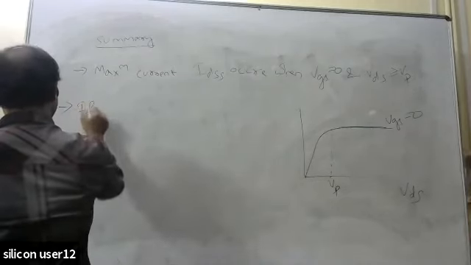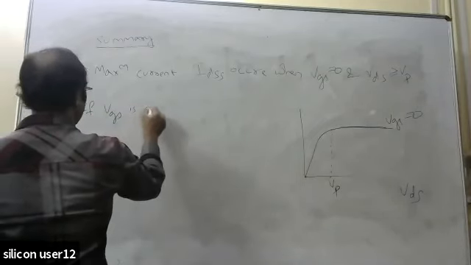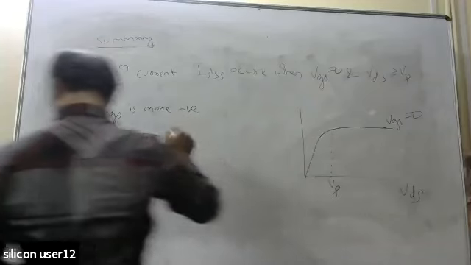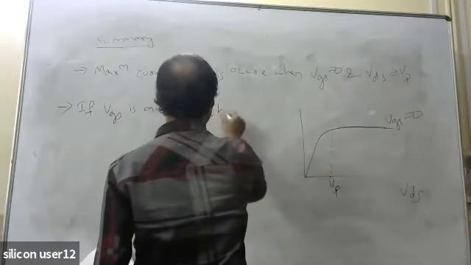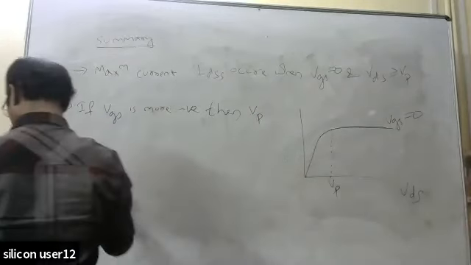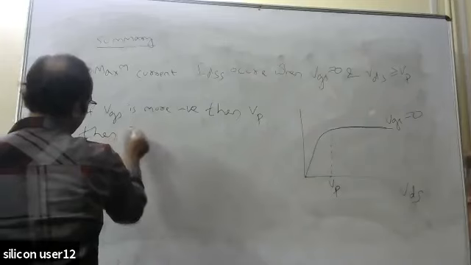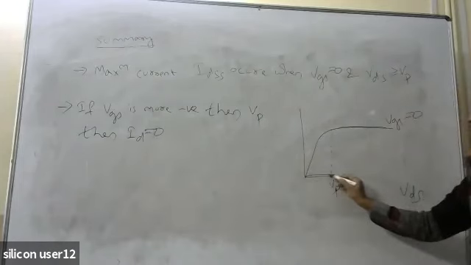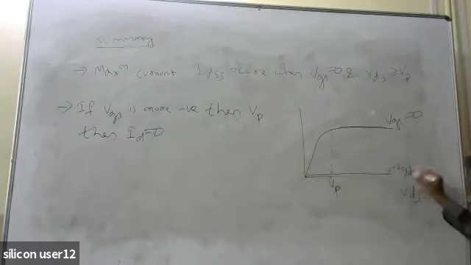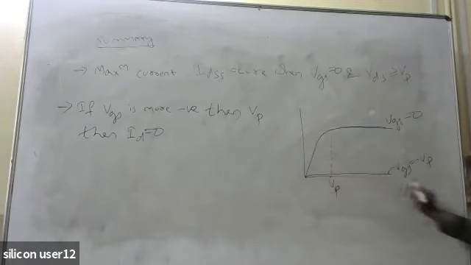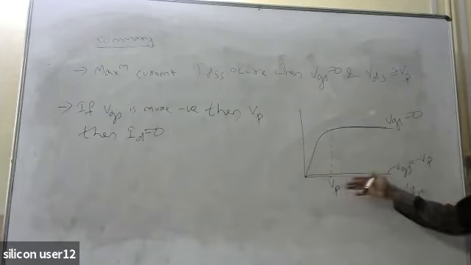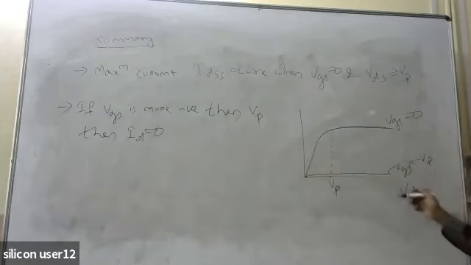Second point: if VGS is more negative than VP, then ID equal to 0. Yes or no? Because one thing we have also seen, the last curve here was for VGS equal to minus VP. Suppose at plus 4 volt it used to turn off. So when VGS was taken as minus VP, ID came out as 0. Suppose we make VGS more negative than minus VP.